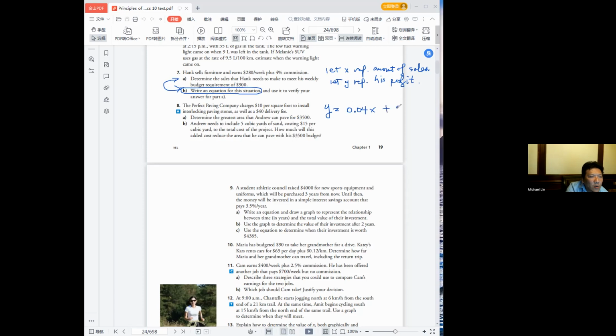And then he also earns $280. This $280 is a flat fee, in other words the initial value. Even if he sells nothing, they still have to pay him $280, right? So once again, this is the equation of a line, y equals mx plus b. Now, if we want to know how much sales he needs to make $900, we just let 900 equal y, and then afterwards we isolate for x.